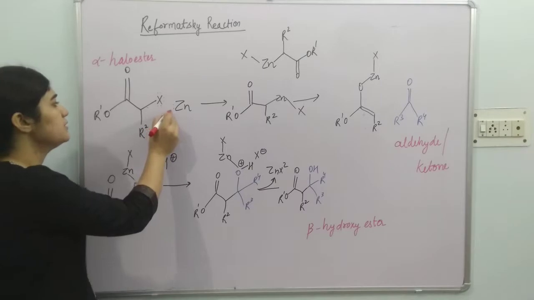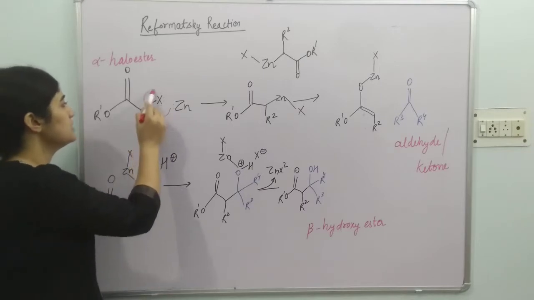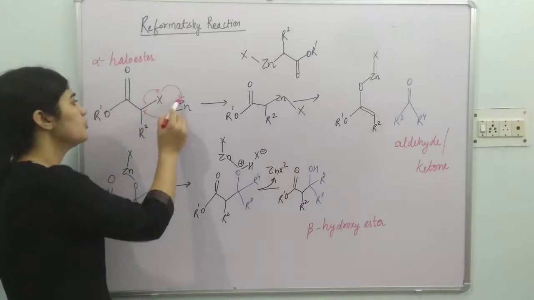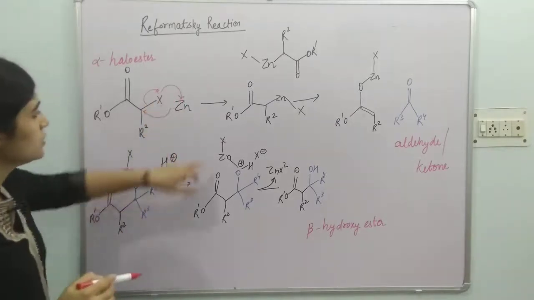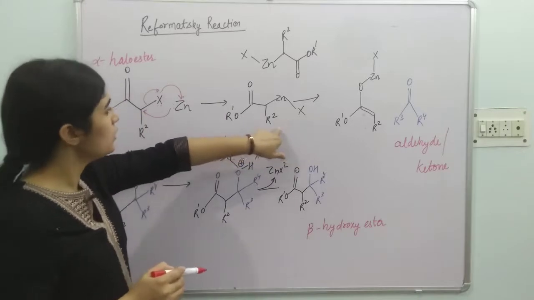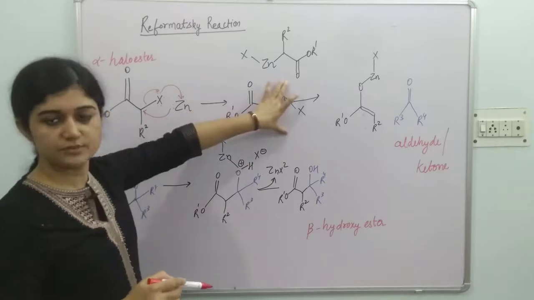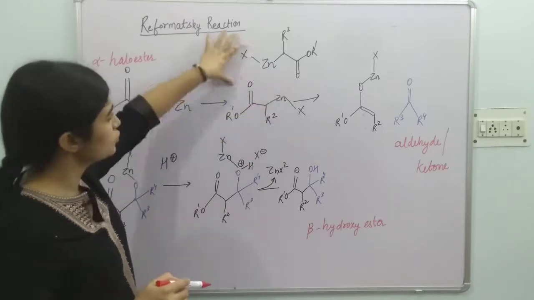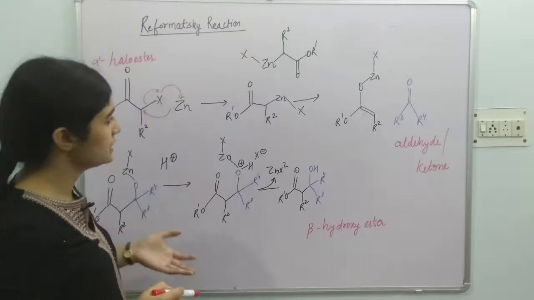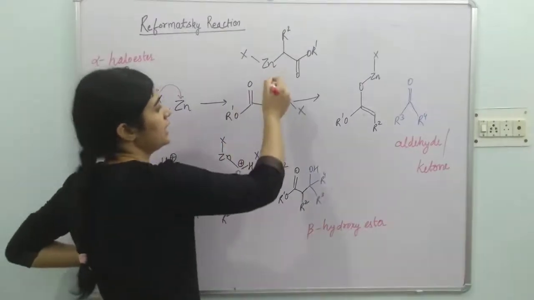What happens? The lone pair of zinc attacks this carbon. This bond cleaves and the halide group goes back to the zinc. So this product is formed here. Now the two molecules of this product, the same two molecules, dimerize and rearrange the zinc halide.